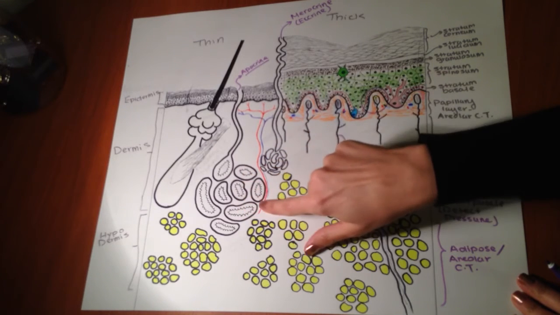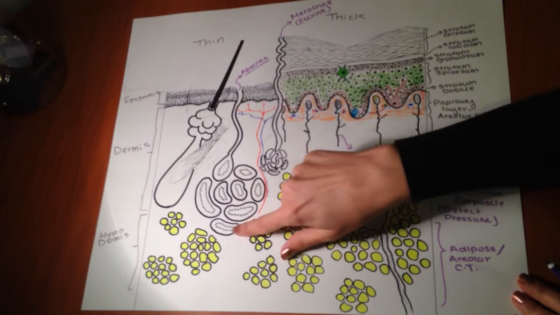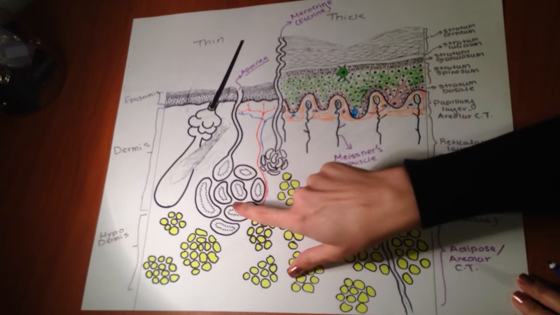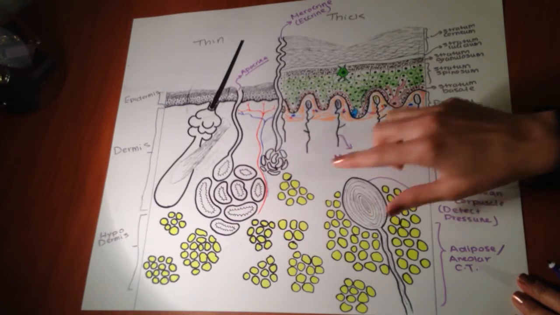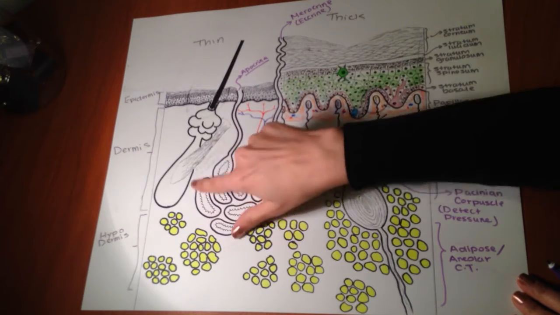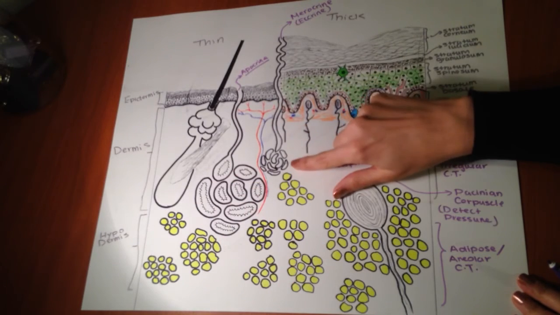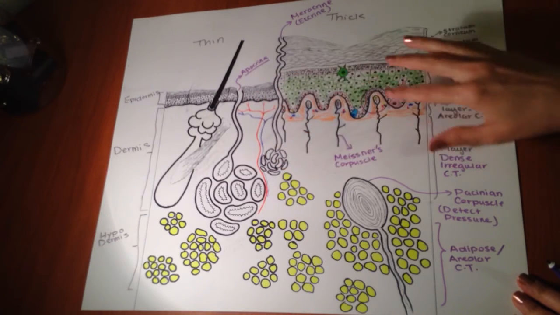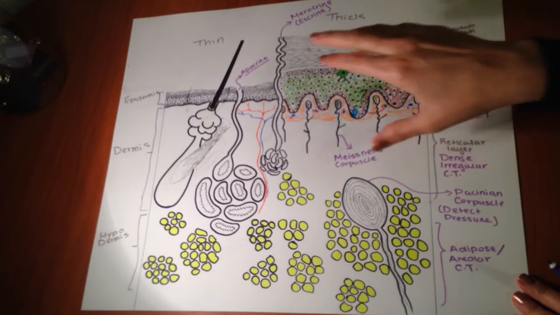So something to pay attention to here is that I didn't draw apocrine here in thick skin because this type of gland doesn't exist in thick skin. It only exists in thin skin. However, merocrine or eccrine exists both in thick skin and in thin skin.